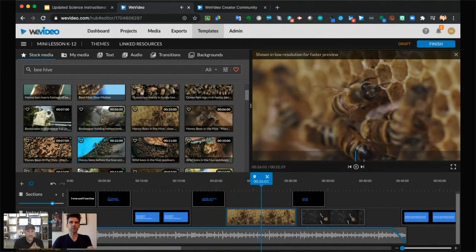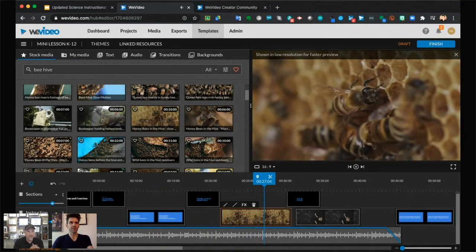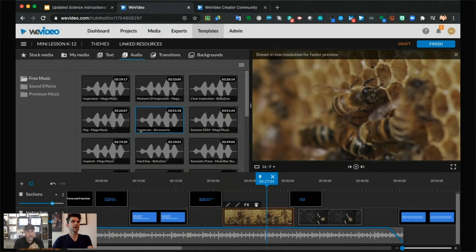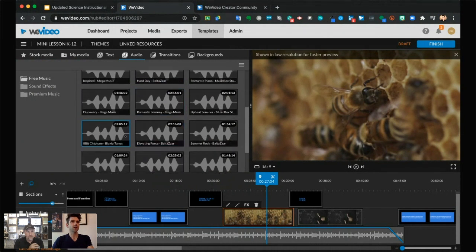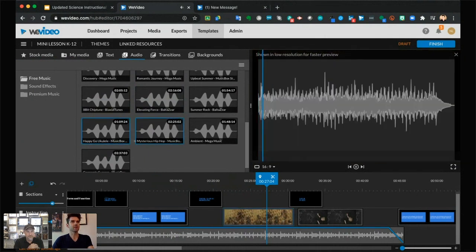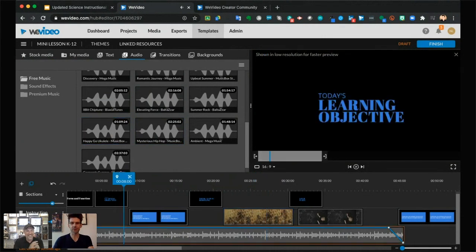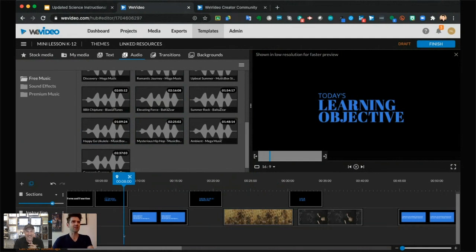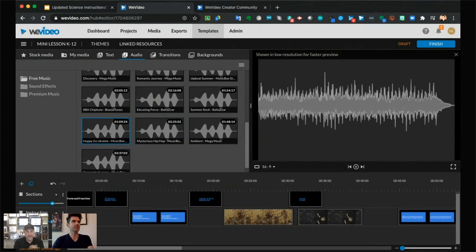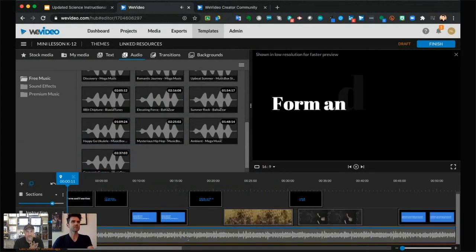That was music that was already a part of the template. If I want to change the music, I can definitely do that as well. I can go to audio and click on different audio options. Bees make me think of something kind of happy. That sounds like fun, so we'll go with that one. I'm going to take the track that we already have there, just drag this down here, and there we go.